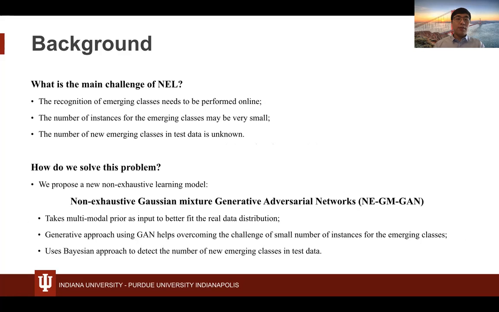What is the main challenge of non-exhaustive learning? The first, the recognition of emerging classes needs to be performed online. Second, the number of instances for emerging classes may be very small. The number of new emerging classes in test data is unknown. To embrace this challenge, we propose a new non-exhaustive learning model called non-exhaustive Gaussian mixture generative adversarial networks. Our model takes multi-model prior as input to better fit the real data distribution. Also, the generative approach using GAN helps overcome the challenge of small number of instances for the emerging classes. Our model uses a Bayesian approach to detect the number of new emerging classes in test data.